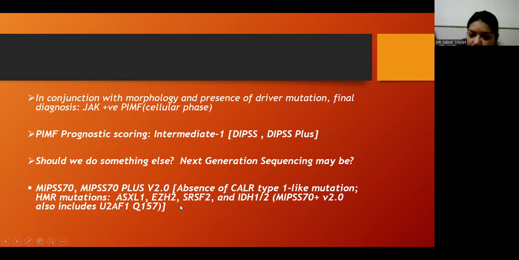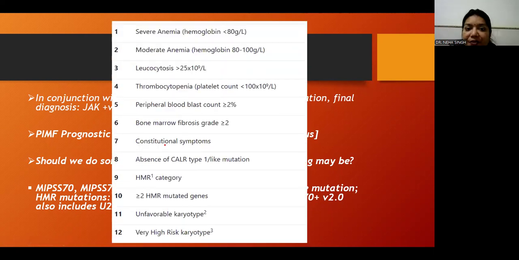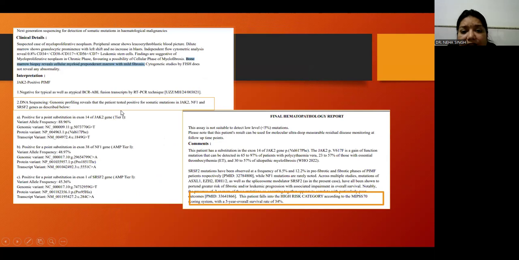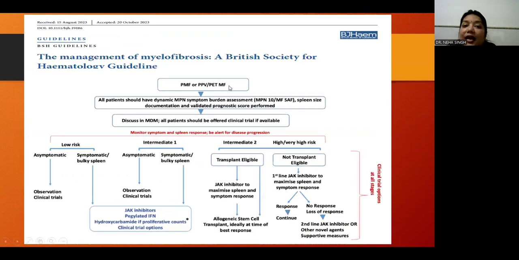So if you apply this scoring in the patient, which includes, apart from these molecular and cytogenetic qualifiers, various other parameters which are already part of the DIPSS scoring, then this case will upgrade into the high risk category. Why is it upgrading? Because you have now mutations in JAK2, NF1 and SRSF2 on NGS. And when you score that on the basis of your MIPSS, the final classification shifts from intermediate 1 to high risk. So is that going to impact your case and management?